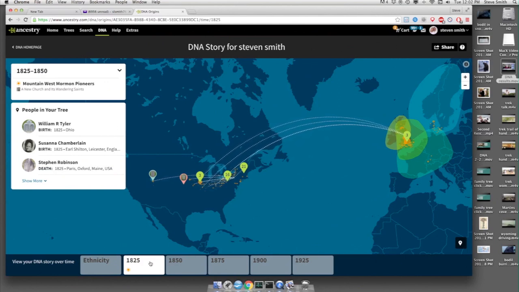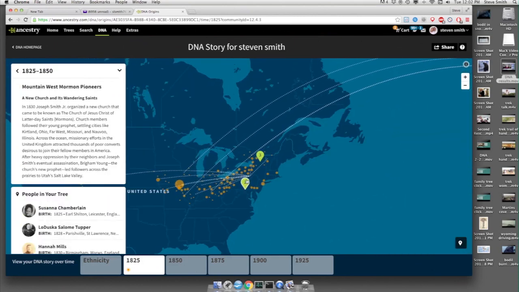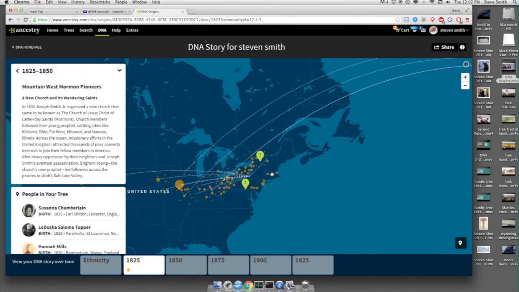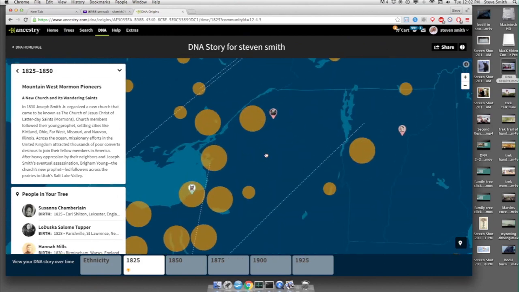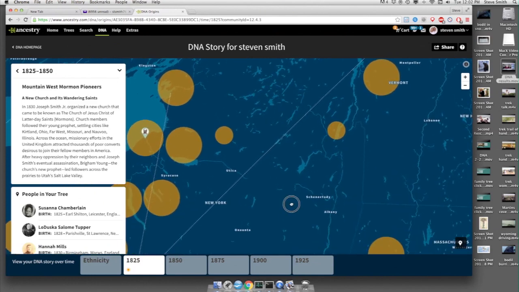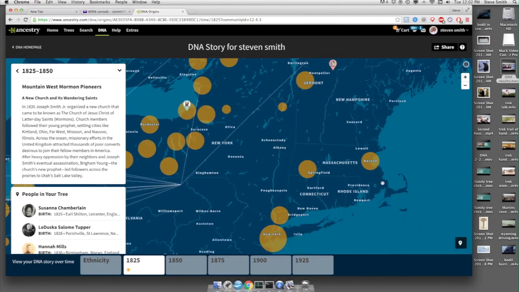So, not sure what this is all about in these numbers here. I guess they correlate with the names over here somehow. Let me zoom in here. Okay, I guess these are people. Well, these are some people that are. I think these are people that are in my tree. And going back to 1825, not going back any further. Kind of, so that's a little bit disappointing.